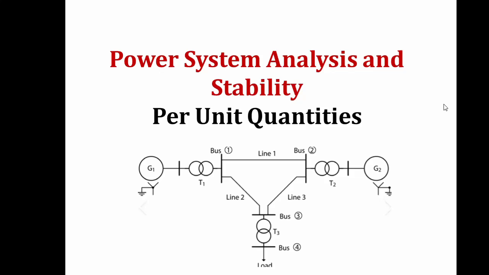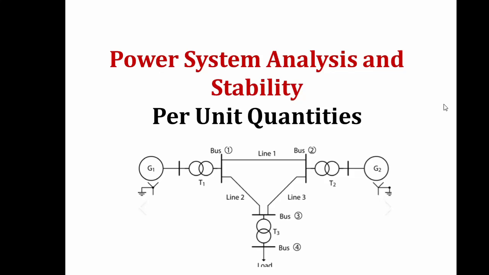So, the base voltage is nothing but the rated voltage of the machine. Base current is nothing but the rated current of the machine. If we know the base voltage and base current, we can determine the base impedance. The formula for base impedance is base voltage by base current. And similarly, the formula for base power is equal to base voltage into base current.